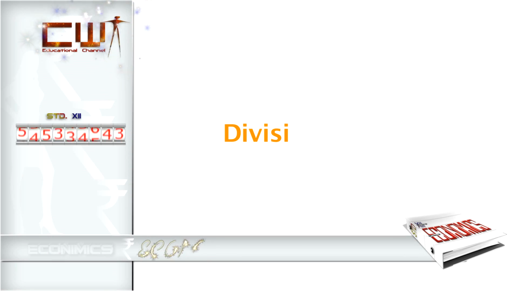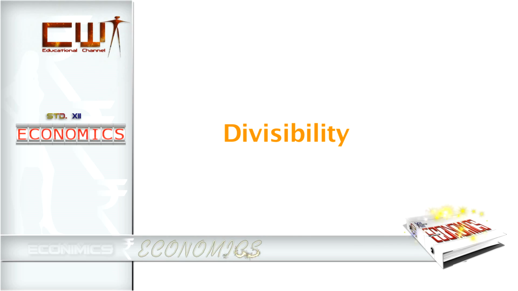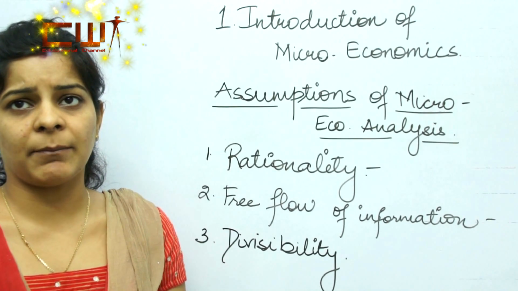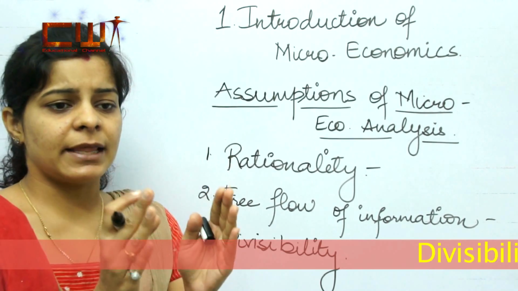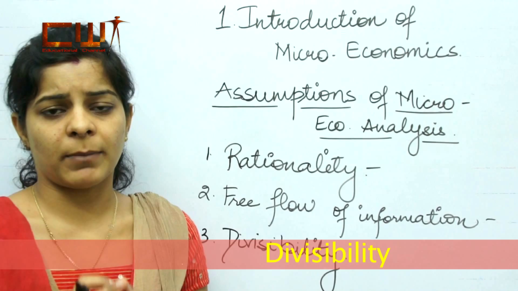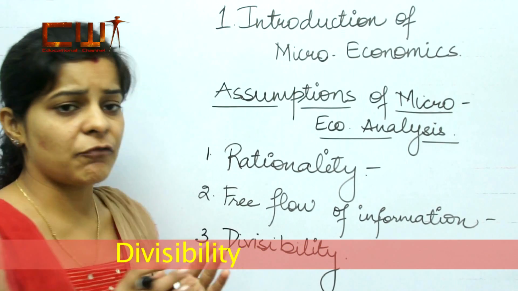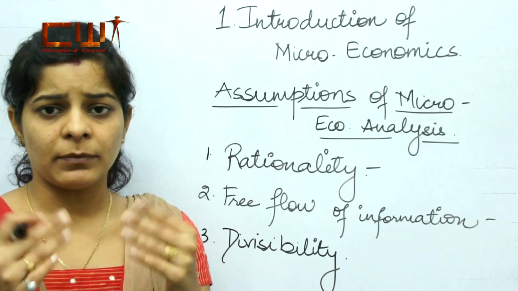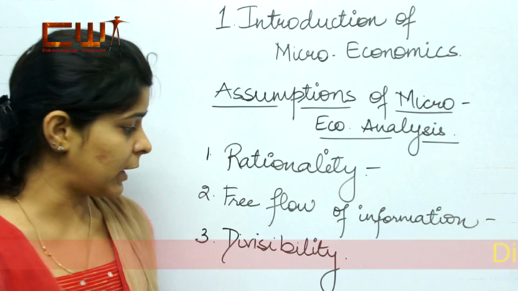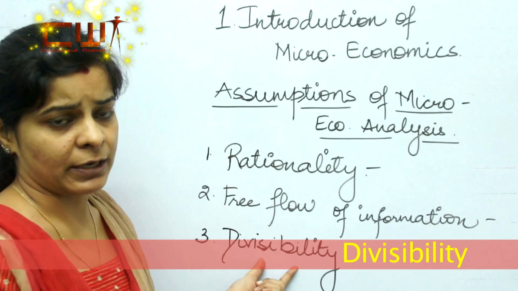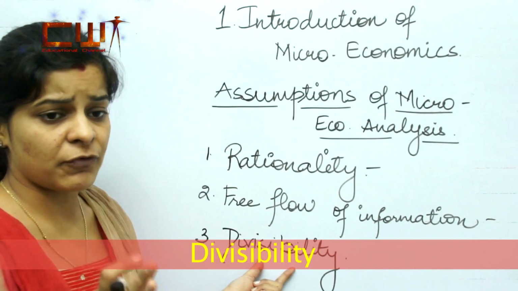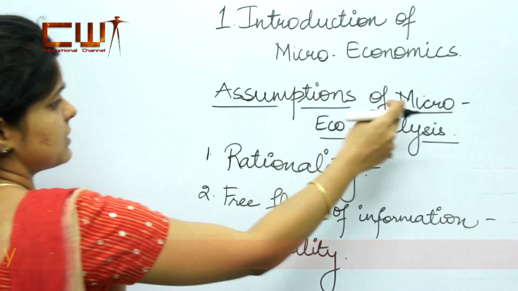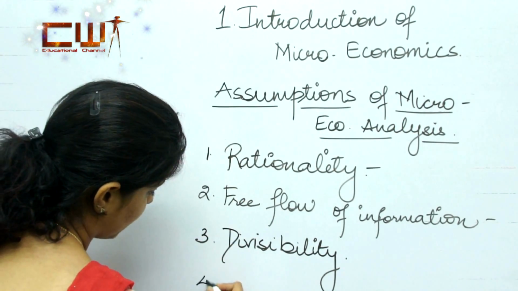The next assumption is divisibility. There are certain things which you can count. If I say I am producing a certain quantity of goods, then I am getting this much amount of money from my producer. But you know what? The efforts cannot be divided. Money can be divided according to the time you are putting in or the efforts you are putting in, but the efforts cannot be divided, the goods cannot be divided. So efforts are indivisible, but they are assumed to be divisible. So this is one of the assumptions of microeconomic analysis.